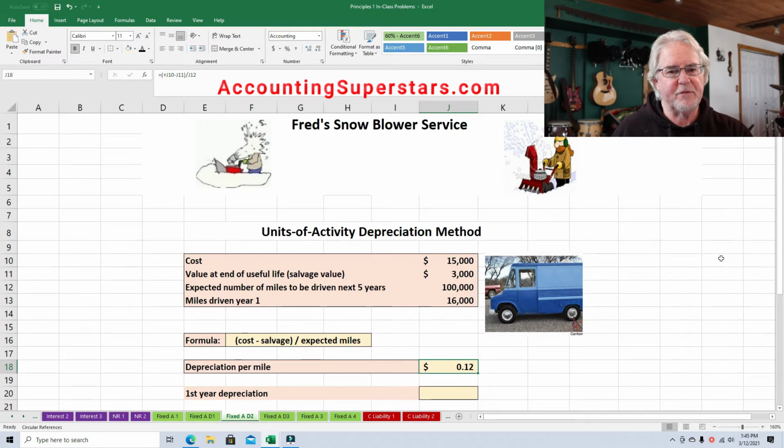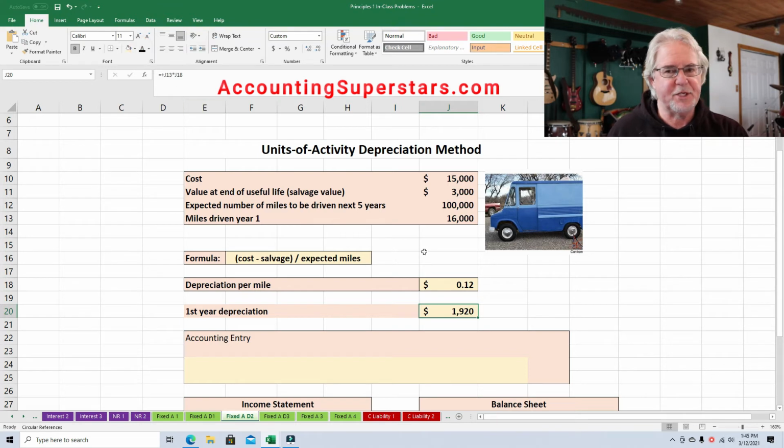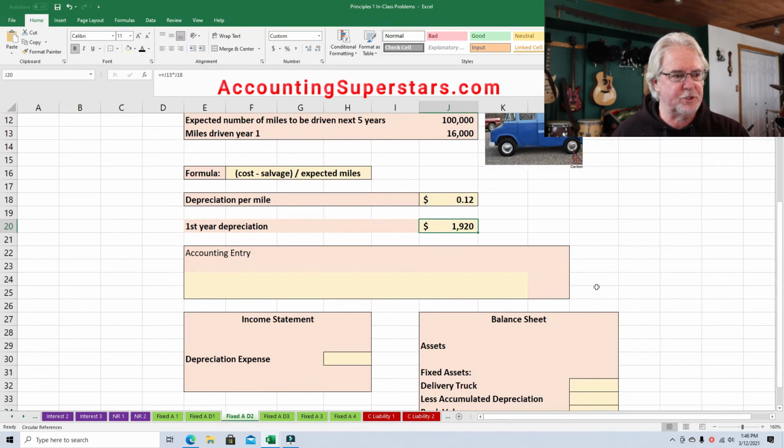So during the first year of using the van, they drove the van 16,000 miles, delivered a lot of packages, a lot of snow blowers. And it's just this simple, folks. All you do is take 16,000 miles times 12 cents per mile, and that will be the first year's depreciation. Now, during year 2, they'll probably drive it a different number of miles. Maybe they'll drive it 20,000 miles or 10,000 miles. Who knows? But in the first year, they drove it 16,000 miles. 16,000 miles times 12 cents a mile is $1,920.